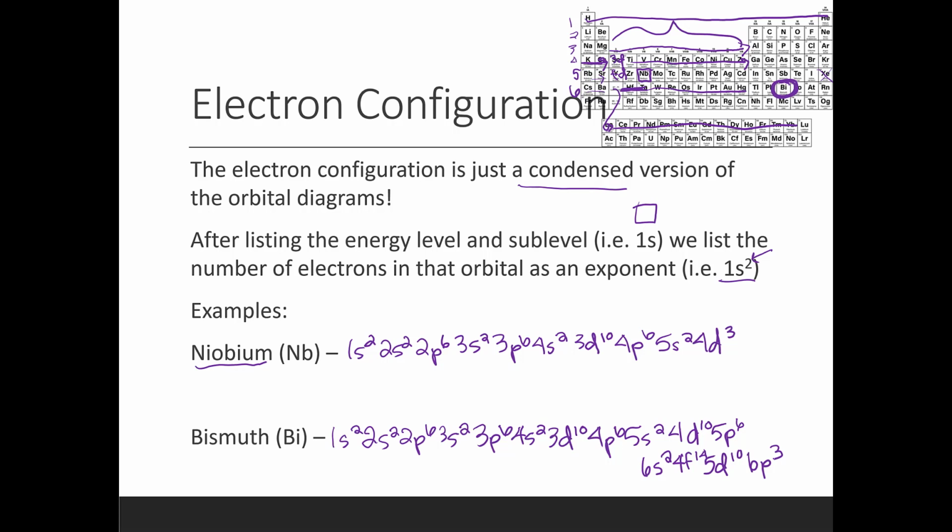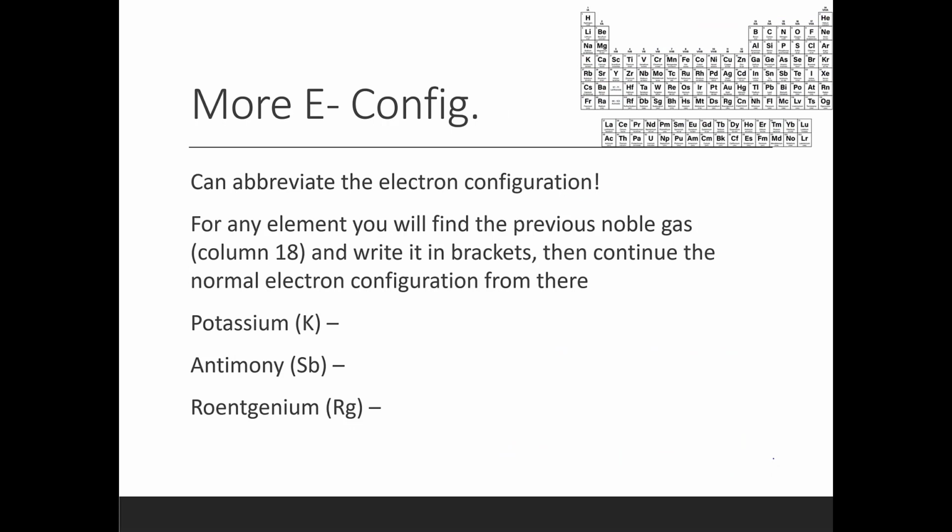Now, you might have realized that this is a whole thing, right? This is very long. But of course, your chemists are lazy, so we came up with an abbreviated way to write the electron configurations. To abbreviate, you're going to find the previous noble gas. So the noble gases are your column 18. So that's the very last column on your periodic table, starting with helium and going all the way down. Those are your noble gases. So you're going to start there. You're going to write that element in brackets, and then continue your electron configuration from there. So it's sort of like a short stop.